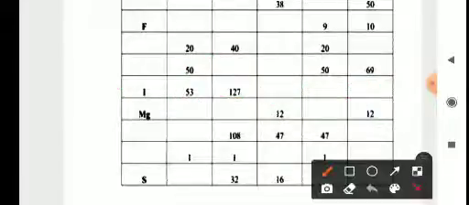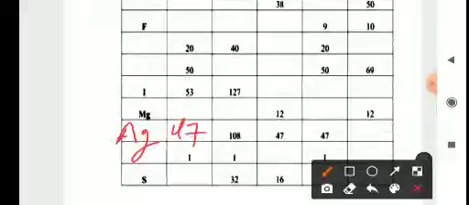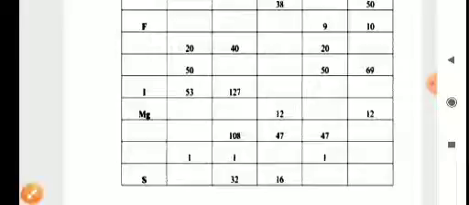Magnesium, atomic number 12, mass number 24. The protons are 12, the electrons are 12, and the neutrons are also 12. For mass number 108, the symbol will be silver, and its atomic number is 47. So atomic number 47, number of protons 47, electrons 47, and the number of neutrons will come from subtracting 47 from 108, which gives 61.